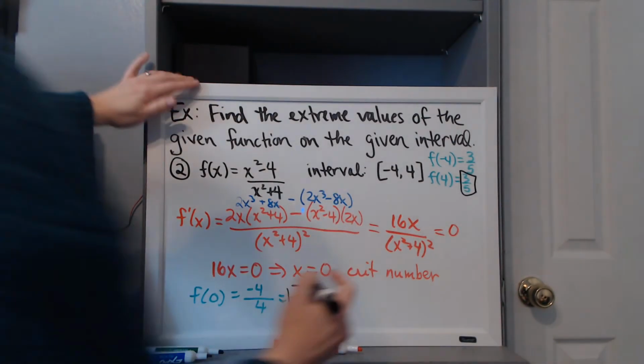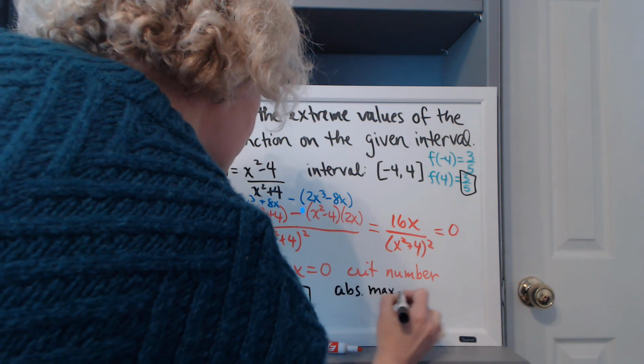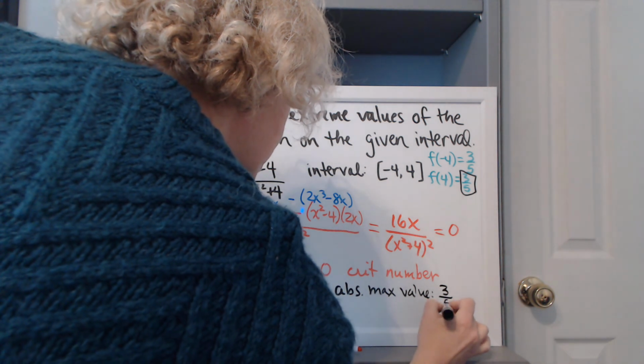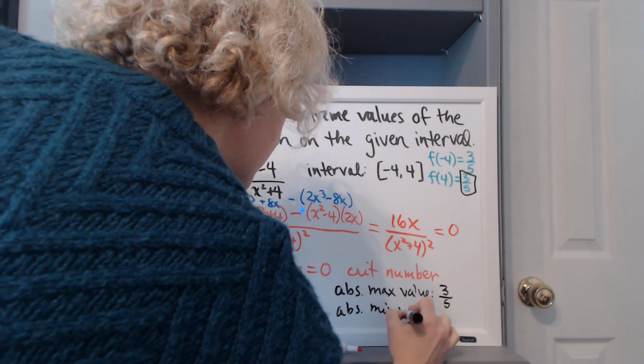Our absolute max value is the largest of those. So in this case, that will be 3/5. And our absolute min value is negative 1.